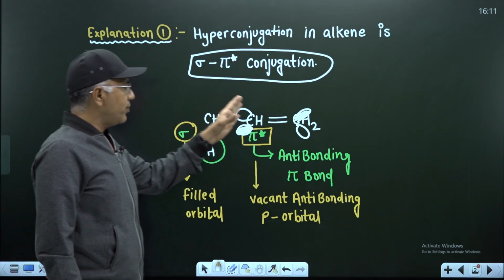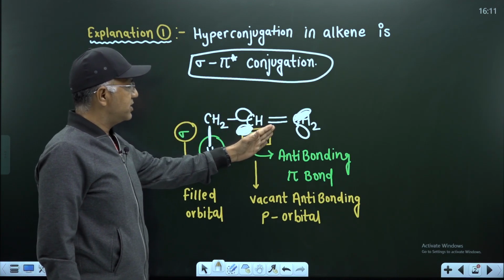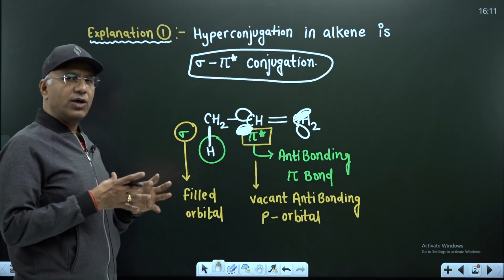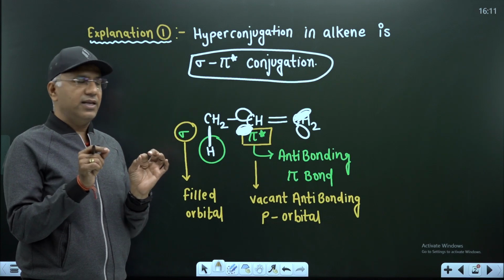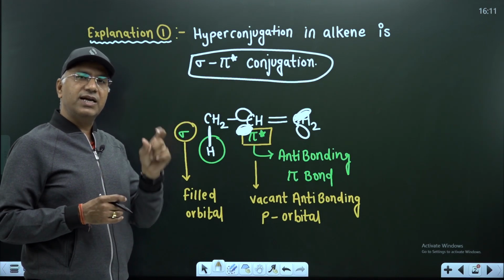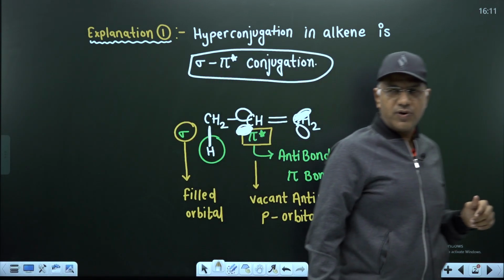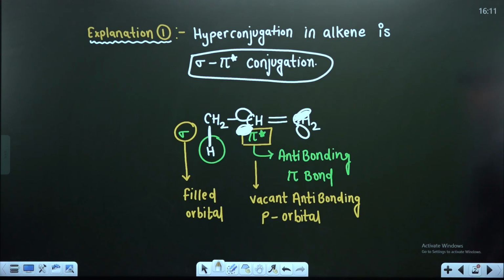There is a vacant anti-bonding pi star orbital and there is a sigma electron. This sigma overlaps with this pi star, and this is known as hyperconjugation. If the question is specifically asked in the exam, the type of hyperconjugation in alkene, then we will write sigma and pi star. In general, hyperconjugation is sigma p conjugation. Got it? So you have to remember that hyperconjugation in alkene is known as sigma pi star conjugation.